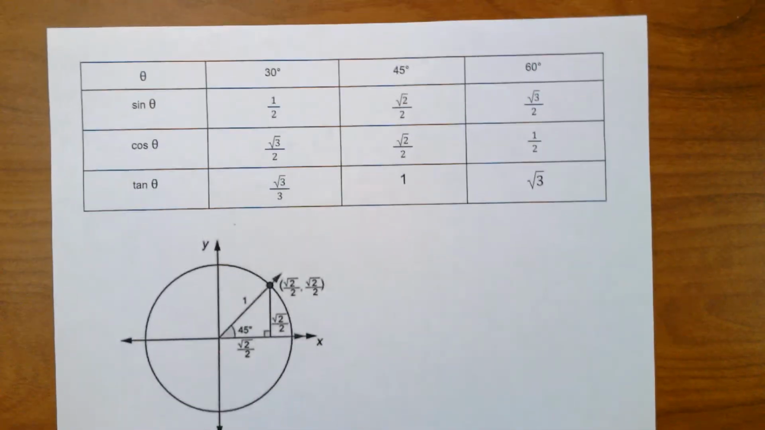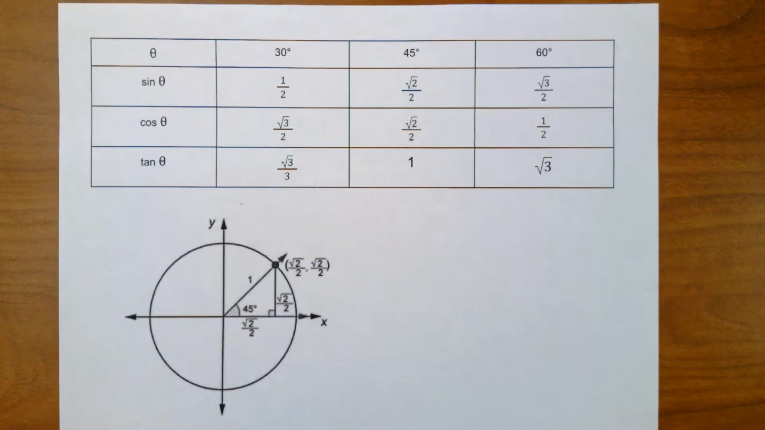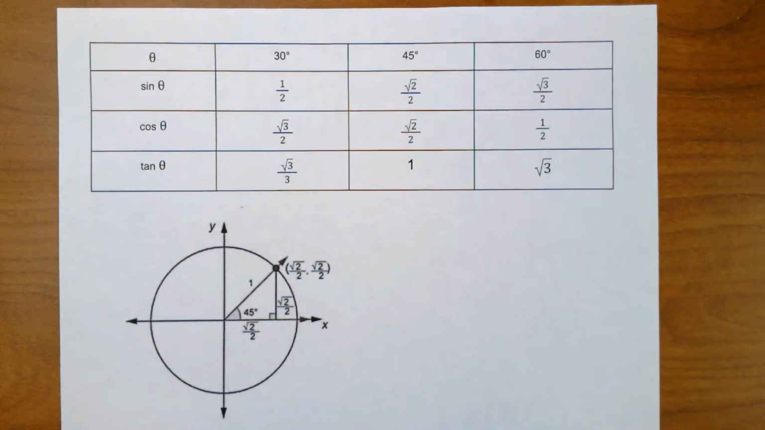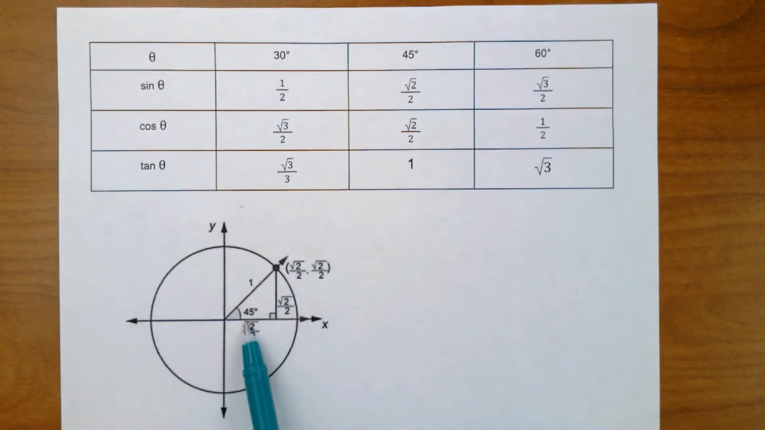Okay, you guys are going to want the table. So this was the table that I was talking about before, and we actually explored the 30, 45, and 60 degree triangles in another video, as I said before, so you can look at that if you need to. So for 45 degrees, here we have our 45 degree triangle.